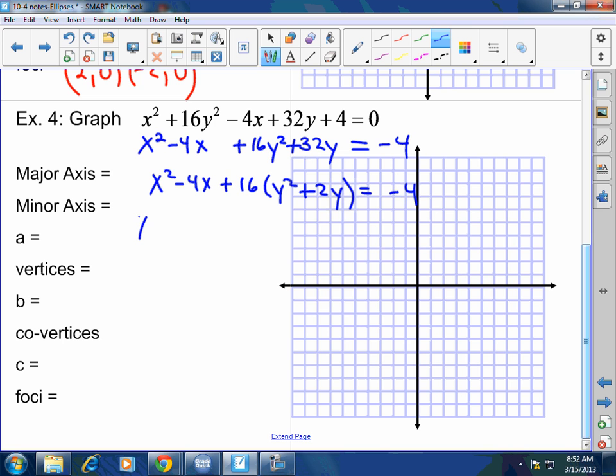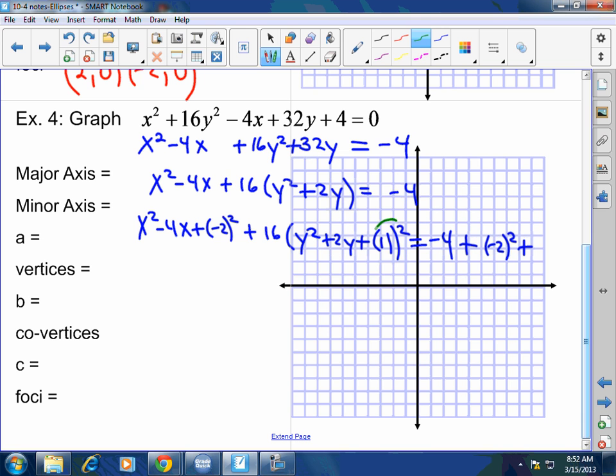Complete the square. X squared minus 4x plus negative 2 squared plus 16 times y squared plus 2y plus 1 squared equals negative 4 plus my negative 2 squared, because remember, I have to add the b over 2 squared to both sides. Now here's the trick. Here's the killer. Plus the b squared, times what I factored out here. Remember? You got to factor out that a, and multiply it to the b squared that you add. Remember that, guys? If you don't, this is a good time to remember that.